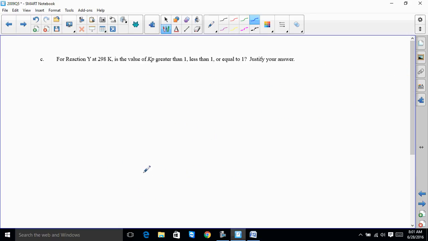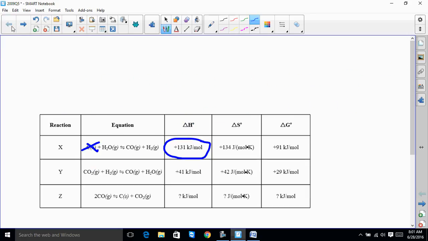That would be enough. For reaction Y at 298, is the value of Kp greater than 1, less than 1, or equal to 1? Now, this is interesting because if we go back and look at reaction Y, they gave you delta H, delta S, and delta G, and they're asking about K.